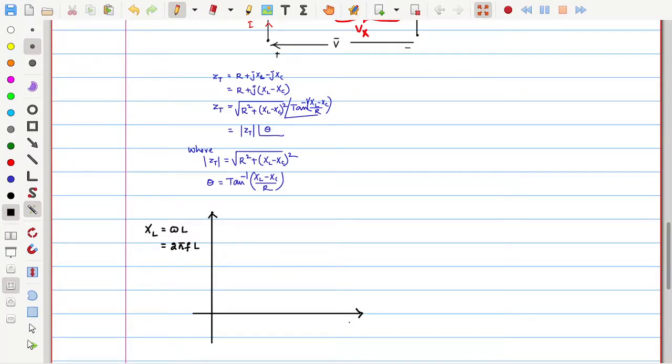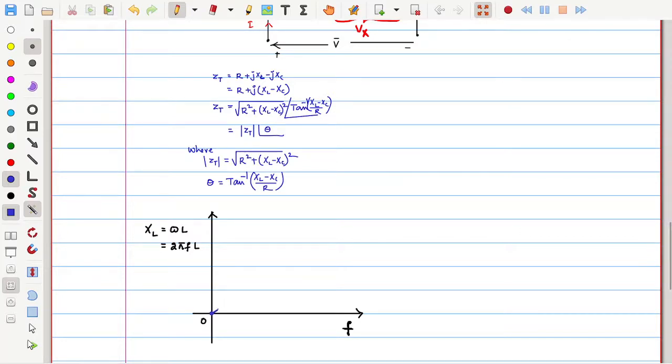Now as frequency varies, let us say this is frequency. Frequency is varying from 0 to maximum value. When frequency is 0, what is the value of the XL? 0 into L is what? 0. That means if frequency is 0, the XL is also 0. If frequency is increasing, the XL also increases. Why? Because frequency is directly proportional to the XL.